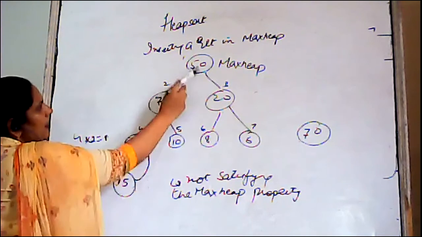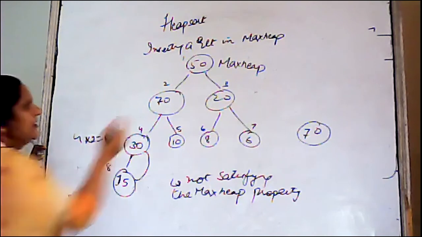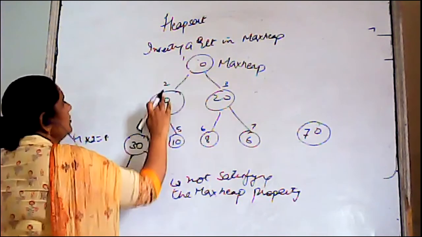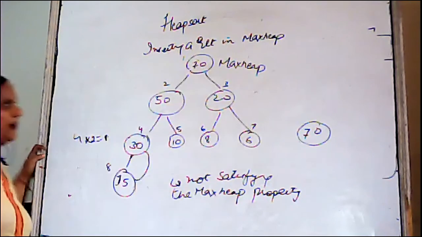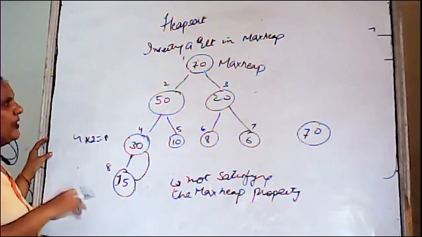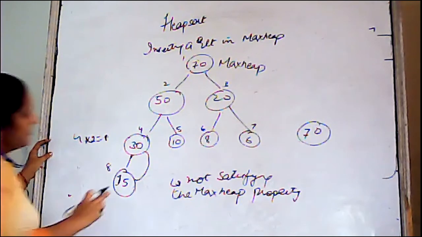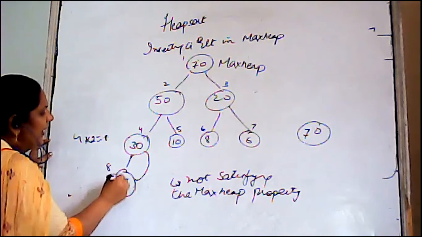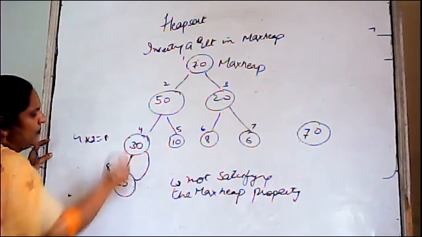Now again, compare 50 with 70 and 20. Which is greater? 70. 70 is again greater than its parent. So swap these values. This becomes 50 and this becomes 70. So this is how you will insert the element and satisfy the max heap property. Just swap if you find the parent and left value has to be swapped.